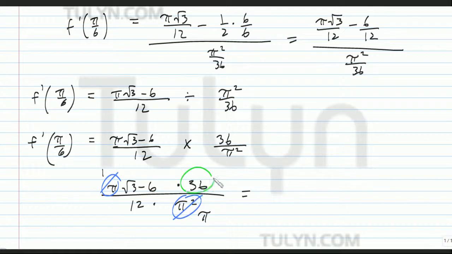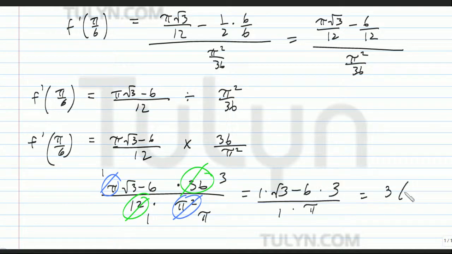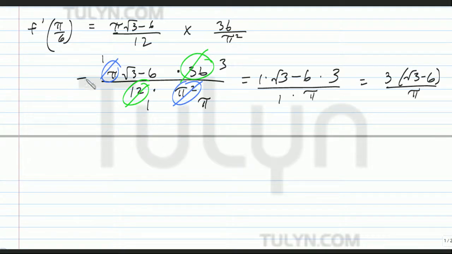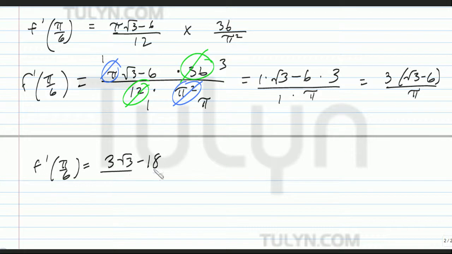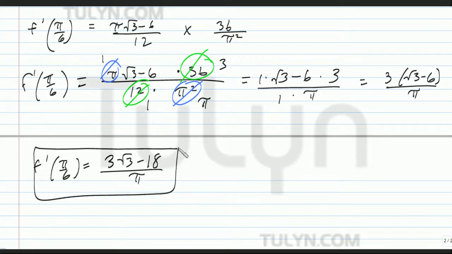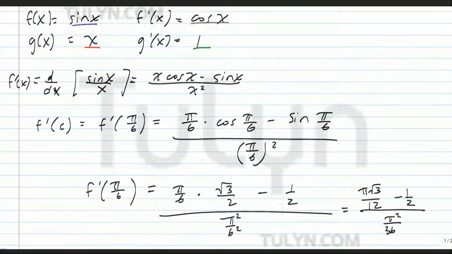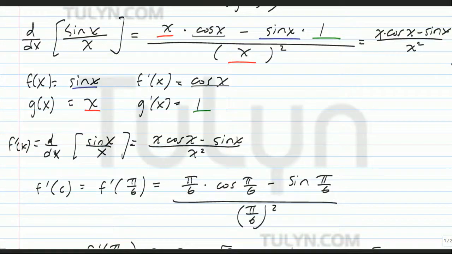And over here you have 36 and 12. So 12 divided by 12 is 1, 36 divided by 12 is 3, so it's radical 1 times radical 3 minus 6 times 3 over 1 times pi. So that's going to be 3 times radical 3 minus 18 over pi. And that's going to give you f prime of pi over 6 equals 3 radical 3 minus 18 over pi. And your first derivative function is going to be the following.